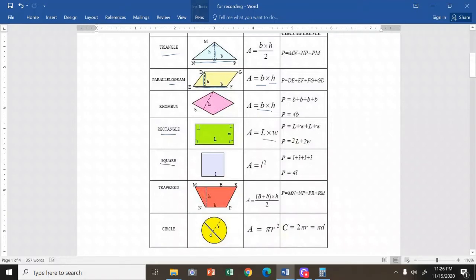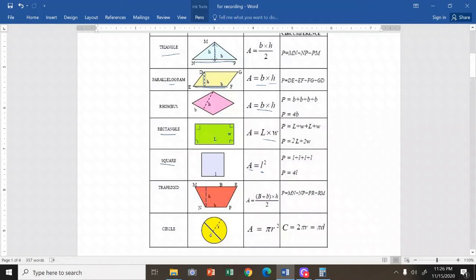And then yung formula naman for the square, so we have the area equals L squared. Or sa ibang textbooks, makikita nyo to as S squared, or the side squared. Kasi lahat naman ng mga sides ng square is the same. So, pinapa-square lang natin yung side niya. And then, we also have the area of the trapezoid. So, meron tayo ditong formula na A is equal to ito. So, capital B plus b times h over 2.